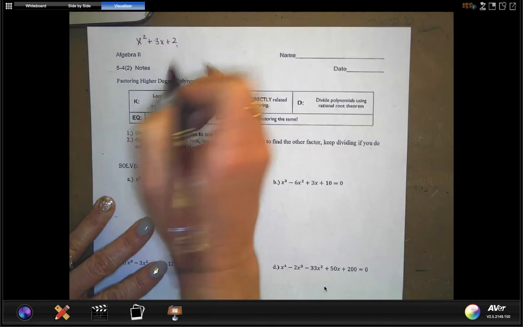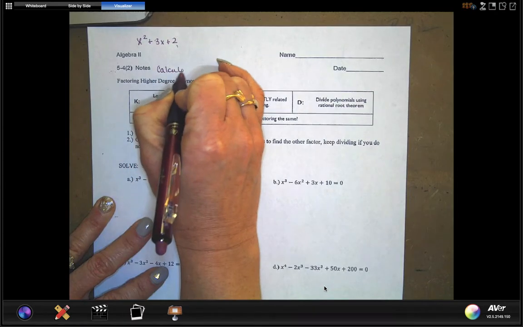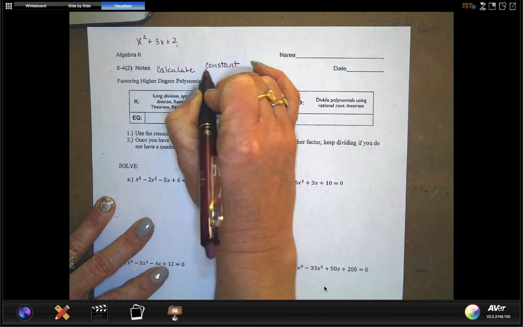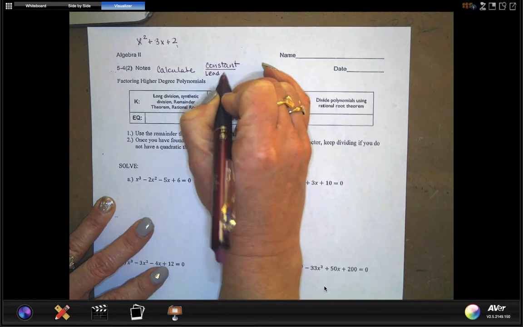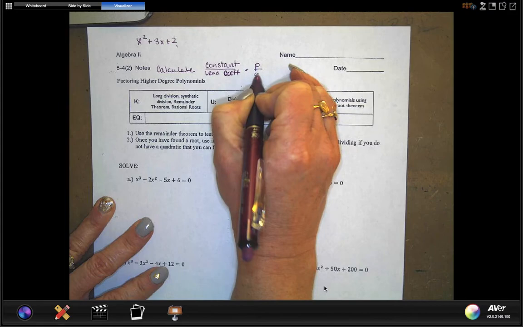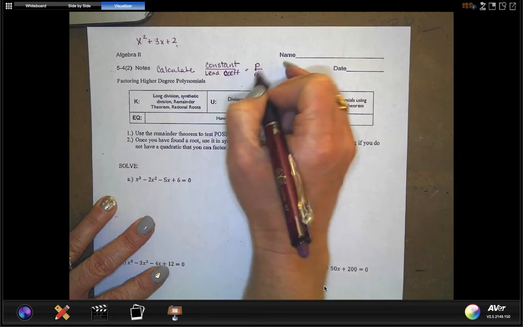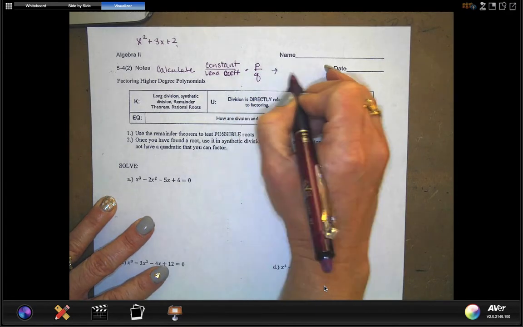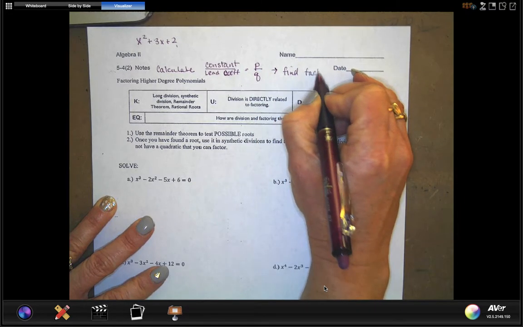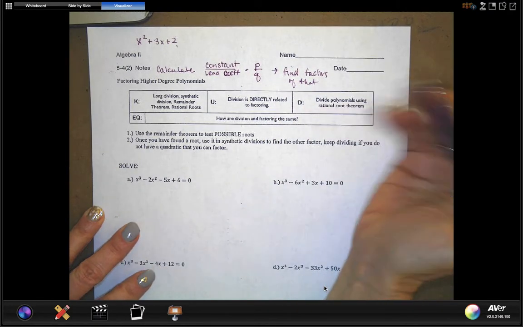One thing you should start with for all of these is you should calculate the constant divided by the lead coefficient. In the book, they call that P over Q, but you just want to calculate that, and then that gives you an answer, and you want to find the factors of that. And then you just have to plug them in and see if they work or not.